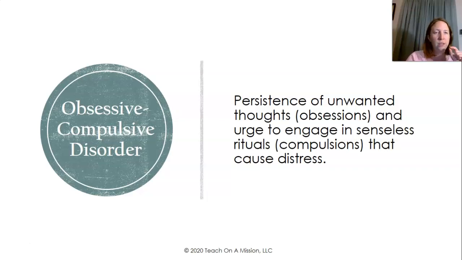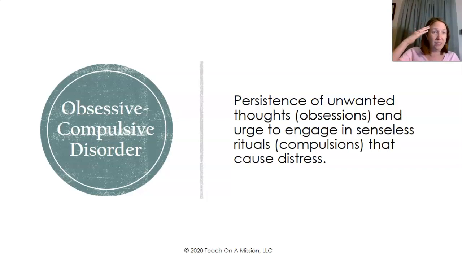It is important to know the difference between obsessions and compulsions. The obsessions are the thoughts. It's the persistent, the constant thought of being afraid of, say, germs or the safety of your house, like locking doors. But then the compulsion is those rituals to address those thoughts, like washing your hands frequently or checking the locks on your doors frequently. So persistence of unwanted thoughts, those are the obsessions, and the urge to engage in senseless rituals, those are the compulsions, that causes distress. That's the common theme.